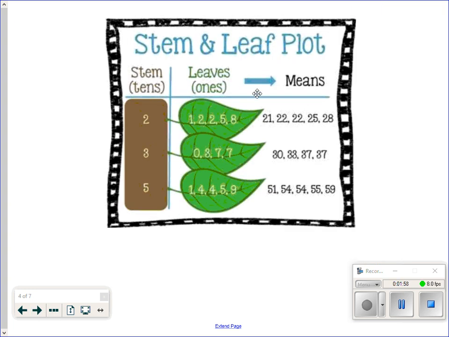Here's another one. This one's a little easier, and it kind of just shows what it means. Here's the stem and the tens. Here's the leaves and the ones. And then this is what it means. This is 21. Look at 21. 2 and 2, 22. 2 and 2, 22. 2 and 5, 25. 2 and 8, so 28.